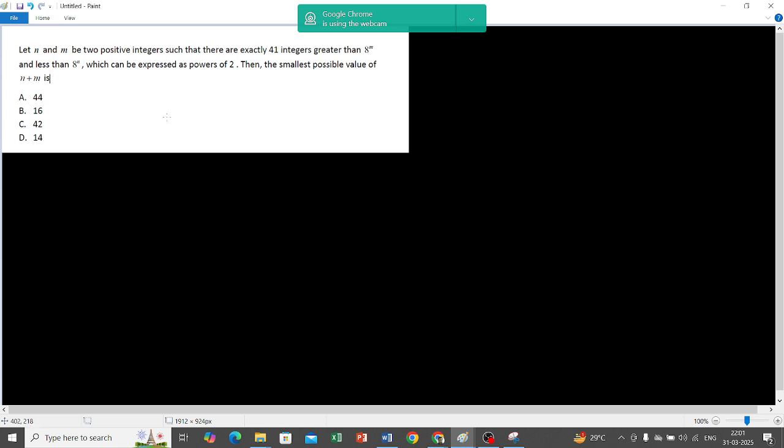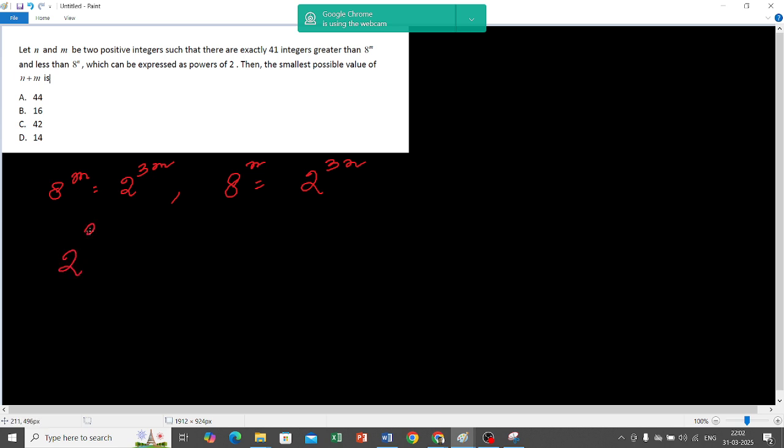Let n and m be two positive integers such that there are exactly 41 integers greater than 8 to the power m and less than 8 to the power n. So 8 to the power m can be written as 2 to the power 3m, and 8 to the power n can be written as 2 to the power 3n. Yes or no? Yes, sir. 8 to the power m is 2 to the power 3m, 8 to the power n is 2 to the power 3n, right?